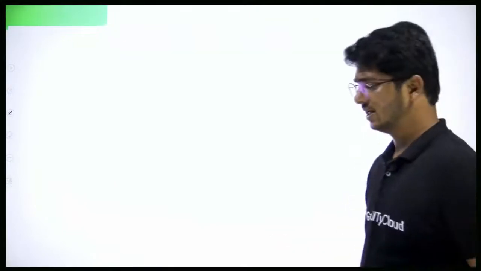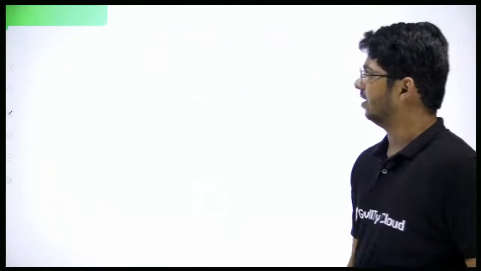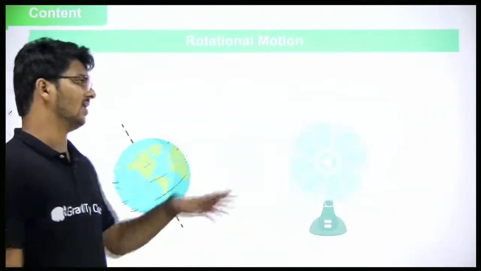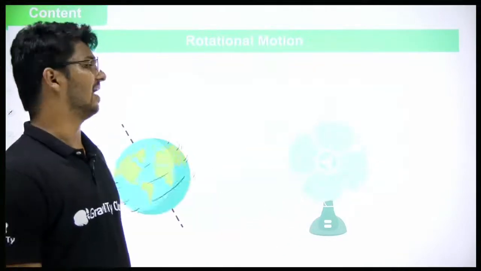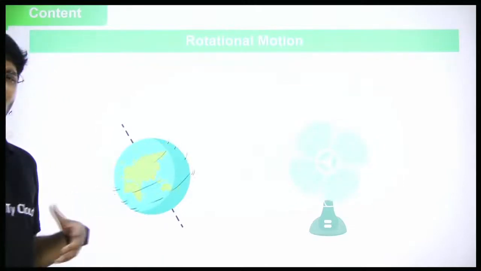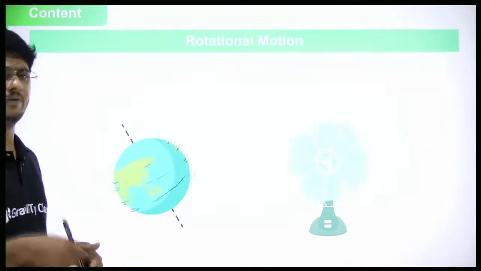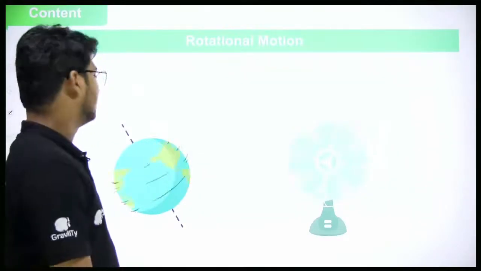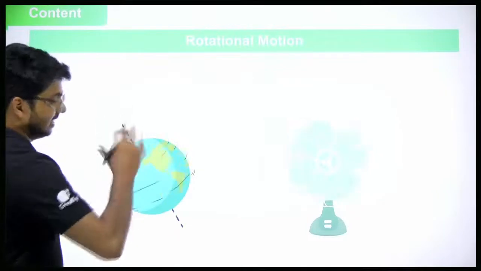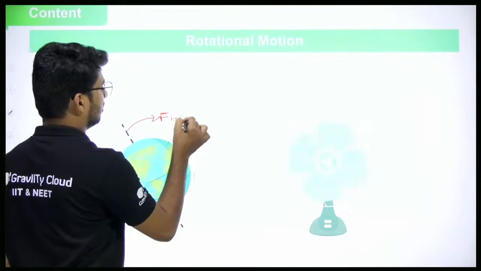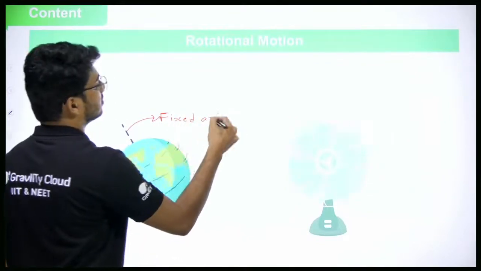Now we'll go into other types of motions. We learned about circular motion, and we learned about circles themselves. Then we'll go into rotational motion. Generally we say a fan is rotating, or you can say the earth rotates. Have you seen a globe? If you rotate a globe, it's rotation. When the earth rotates, there is a fixed line, a fixed axis.